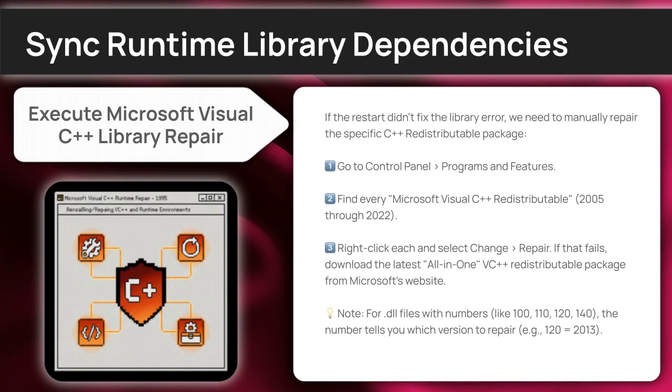If the restart didn't fix the library error, we need to manually repair the specific C++ redistributable package. First, go to Control Panel, then select Programs and Features. Second, find every Microsoft Visual C++ Redistributable, 2005 through 2022. Third, right-click each and select Change, then select Repair. If that fails, download the latest all-in-one VC++ Redistributable package from Microsoft's website. Please note that for DLL files with numbers, the number tells you which version to repair. For example, 120 equals 2013.